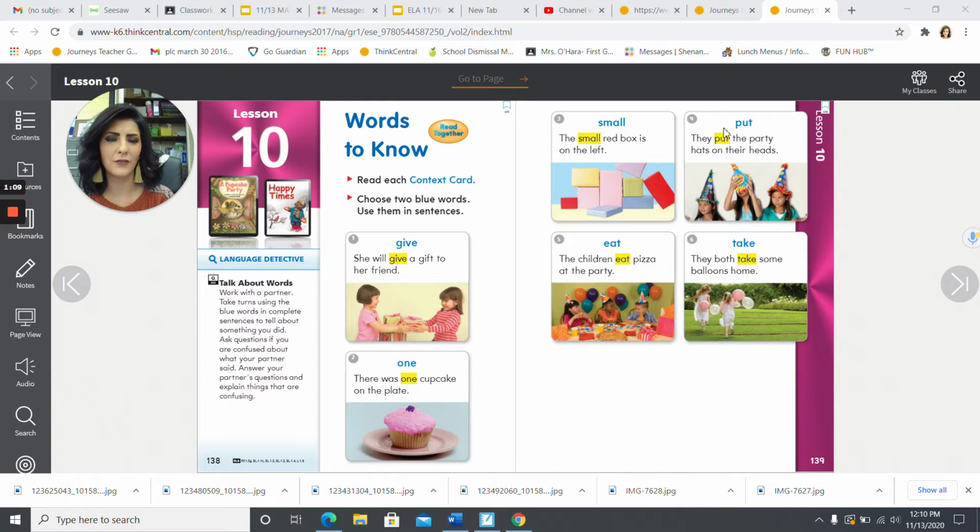Good, everyone. Let's go to 4. Say put. It kind of looks like put, but it's put. The U has a long U sound. Put. So they put the party hats on their heads. Number 5, everybody say eat. Good. EA says E. The children eat pizza at the party. And number 6, everyone say take. Good. They both take some balloons home.